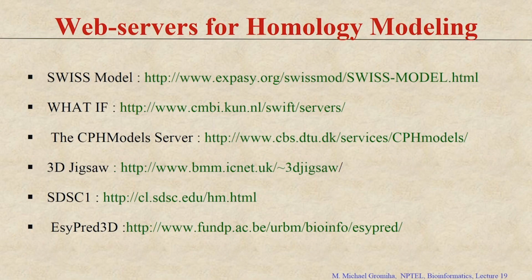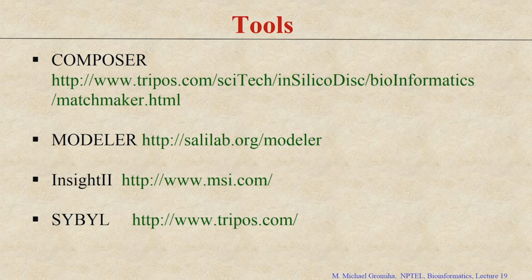So, these are the different servers for homology modeling that you can use: Swiss model or WHAT IF. You can use different servers, and one of the widely used tools is Modeller, which has various options to do that. So, you can download this software, install it, and get the structures using homology modeling. Now we did this homology modeling.